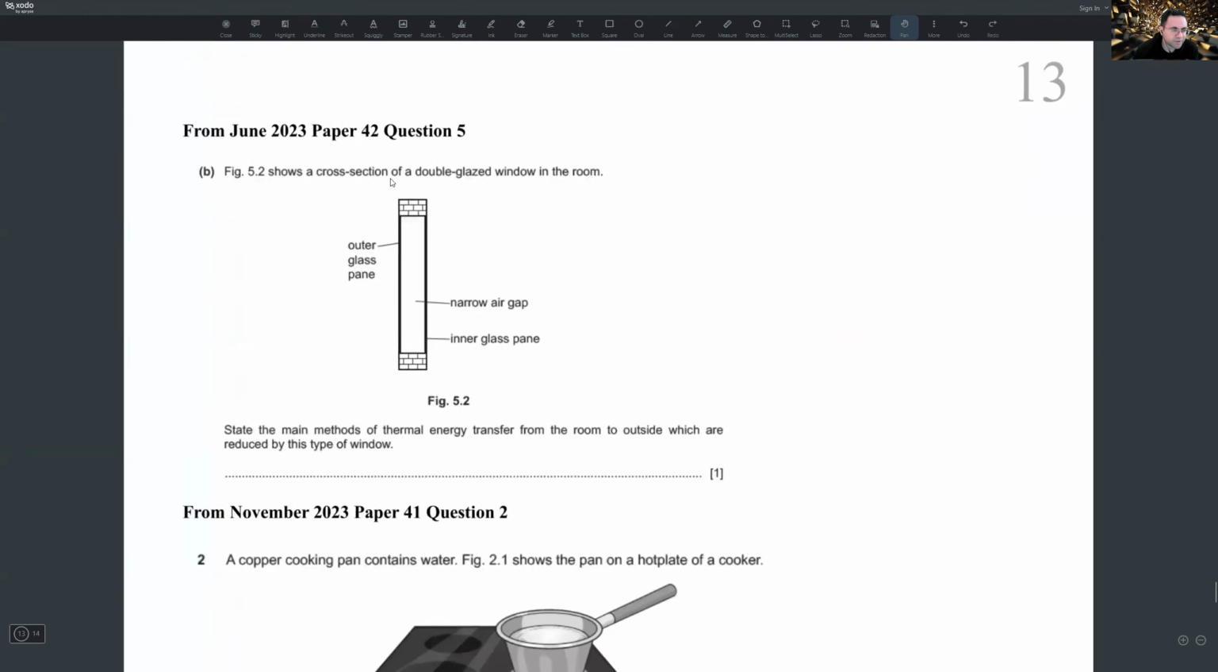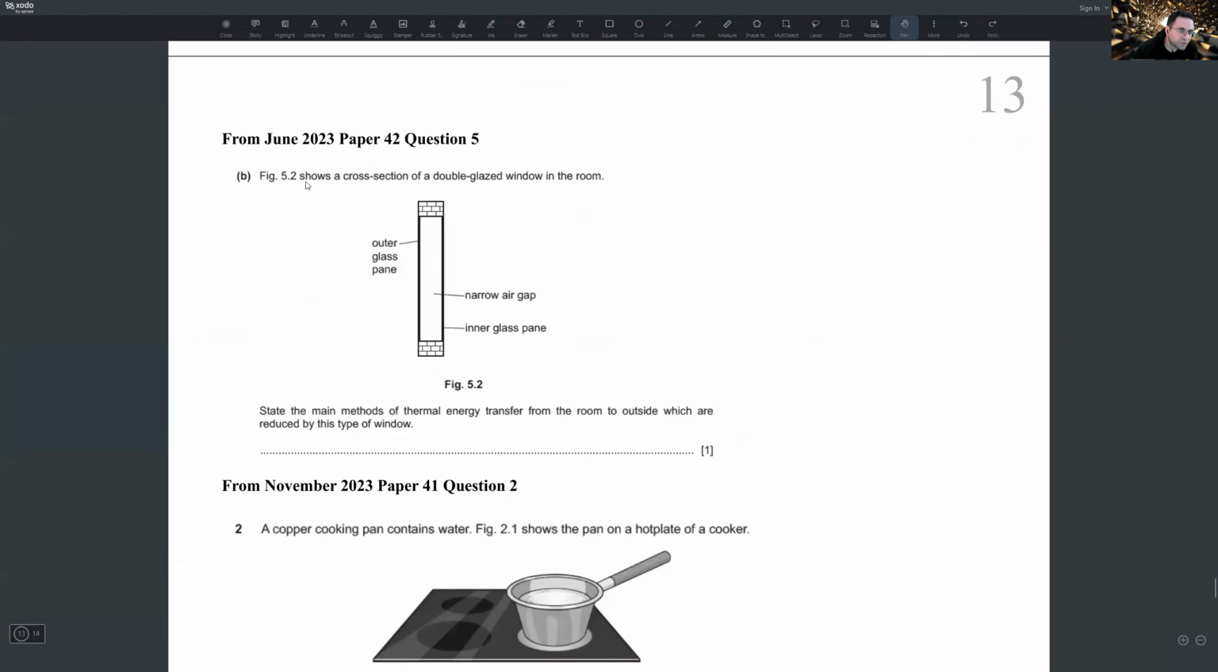This is from June 23. Figure 5.2 shows a cross-section of a double glazed window in a room. Like in my room, I've made double glazed windows, meaning two layers of glass with air in the middle. State the main methods of thermal energy transfer from the room to outside which are reduced.